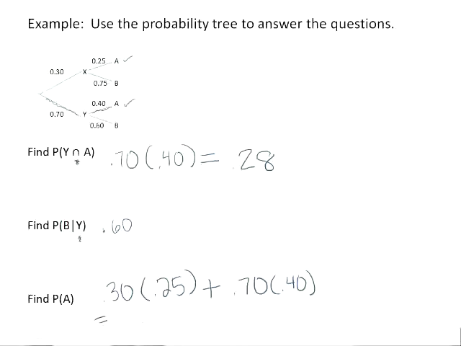Multiplying, we get 0.075 plus 0.28, and adding those two probabilities together, we get 0.355.